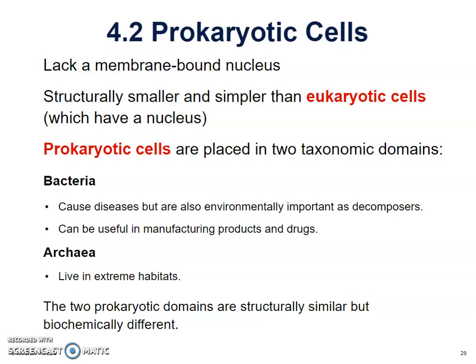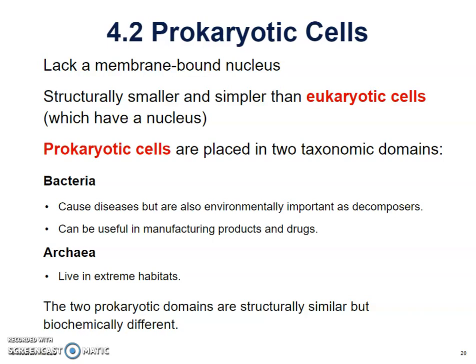And that's one of the defining characteristics. They lack a membrane-bound nucleus. Structurally, they are smaller and more simple than eukaryotic. The prefix "eu" means true. Karyote means kernel or nucleus, so they have a true nucleus.